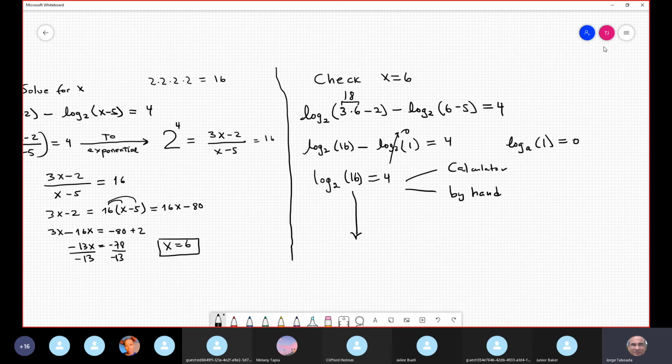You convert this statement, which gets confusing for me, to exponential. When you convert to exponential, I realize that the base is 2. I copy this small 2 as a big 2. The exponent 4 is equal to 16, the result inside. Is this statement true or not? Yes, it's super true, because 2 times 2 is 4, 4 times 2 is 8, 8 times 2 is 16. This is a true statement. And that's it. x equals 6 is a super good answer.